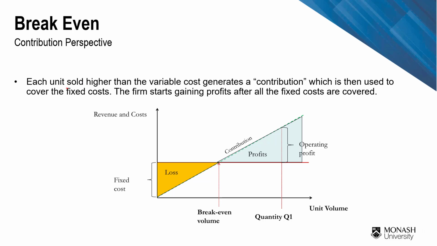Each unit sold higher than the variable cost will generate what we call a contribution. As you can see here, that's the fixed cost. But as long as you sell more products, it helps you to cover some of your fixed costs, and eventually you start making your profit. That's why sometimes people care more about their variable costs, because as long as they can cover their variable costs, then as long as they sell a bit more, they will eventually cover their fixed costs, and ultimately they can start making profit.